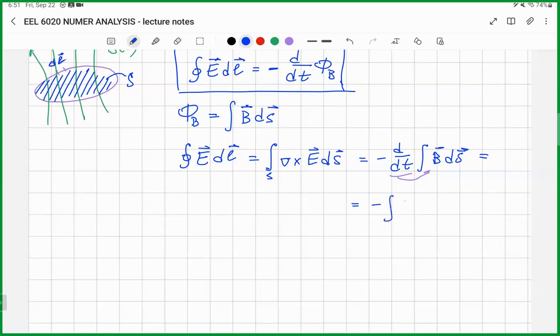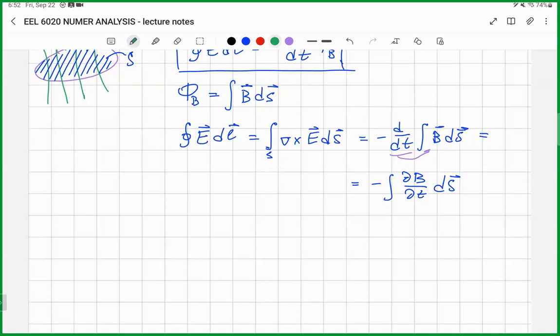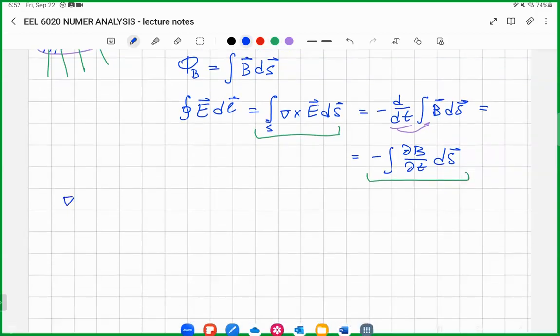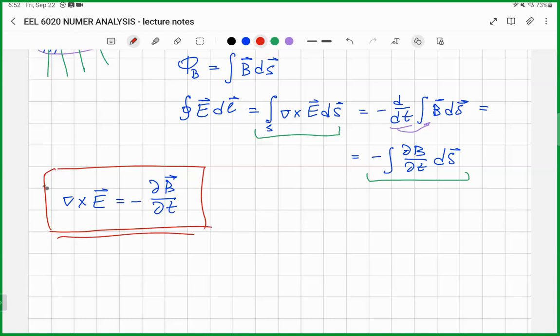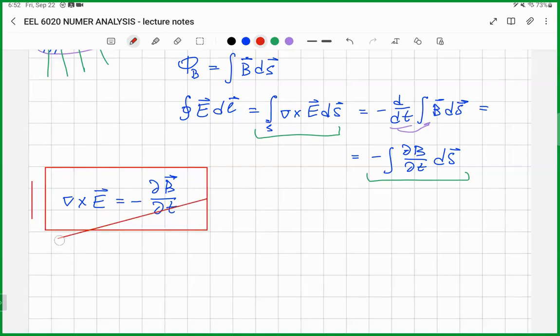Again we can insert this time derivative into the integral here, and we get minus integral of dB over dt, the partial time derivative for the reason we discussed today, dS. Okay, and so now these integrals are equal, the areas of integration are equal, that means that the integrands are equal, and we come to this fourth Maxwell equation, the fact that the curl of electric field is equal to minus dB over dt. Okay, so this is Maxwell equation number 4.